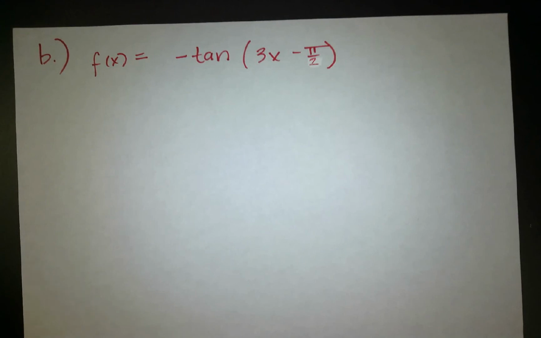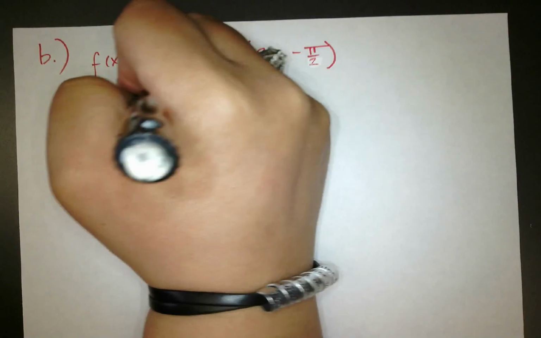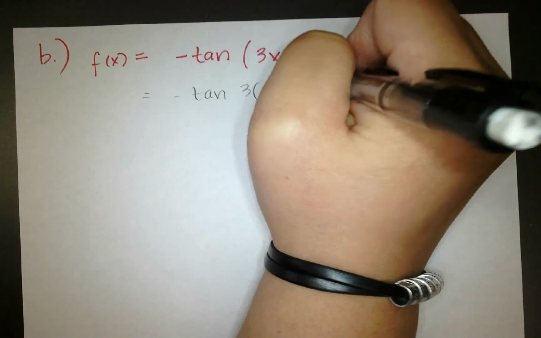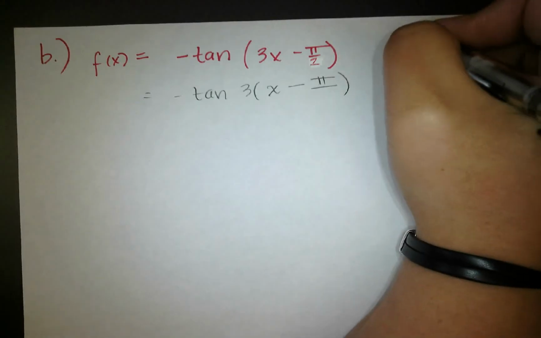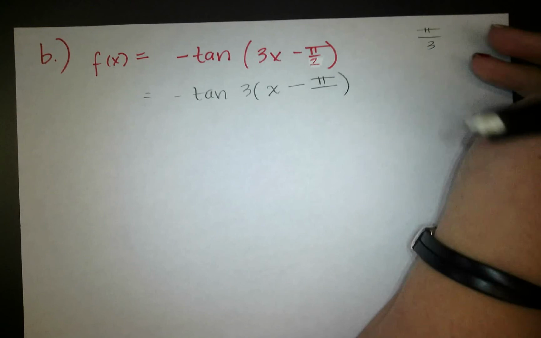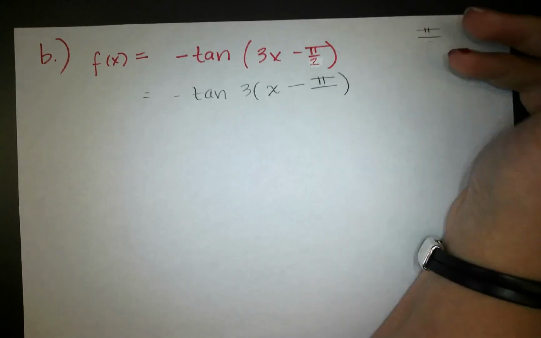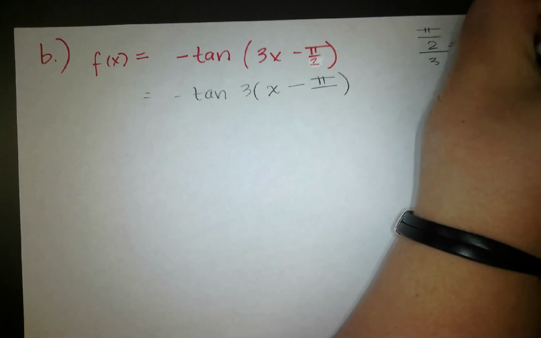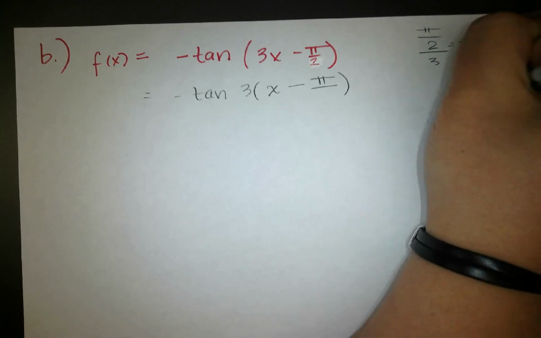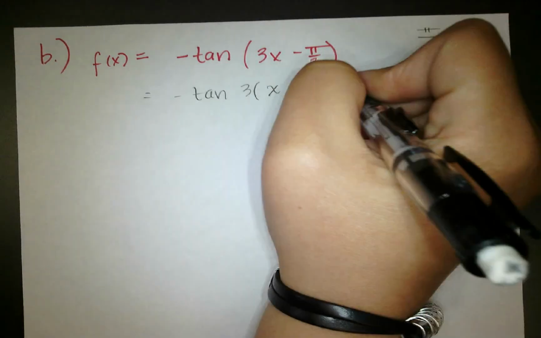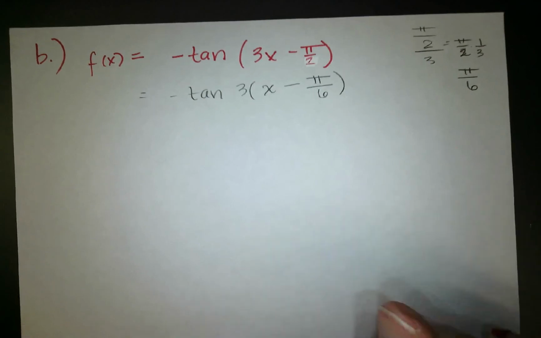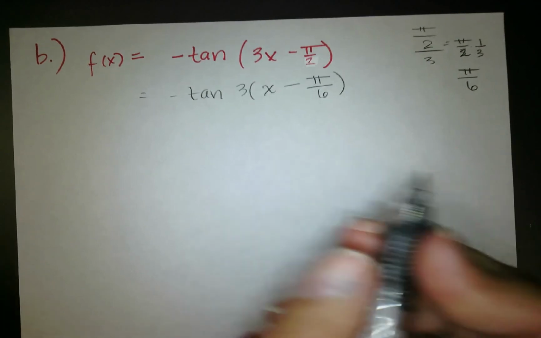Alright, so we need to rewrite this guy. Negative tangent, factor out a 3 of x minus pi over. Again, when you factor out, it's dividing by the number you're factoring out. So you're dividing by 3, which is really multiplying by a third. So pi over 6. Alright, so now we factored it out. We have our correct shift. Now we can get our information.